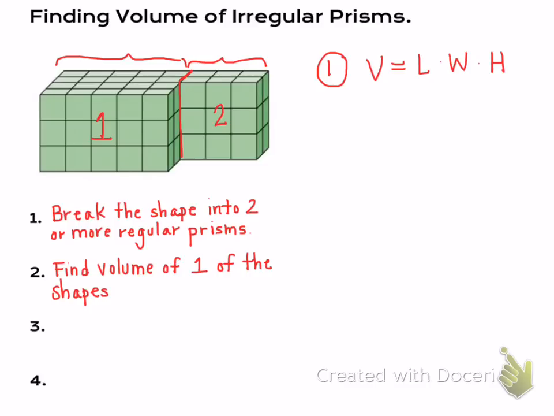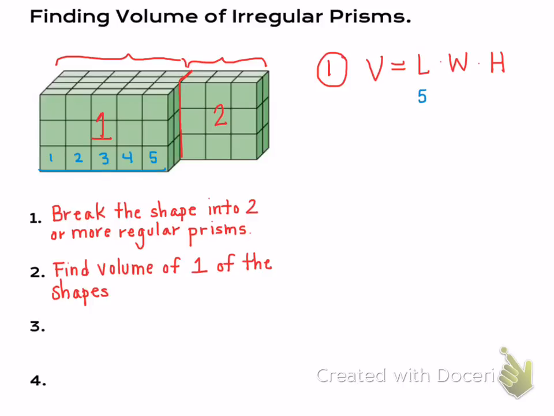Now this can get a little bit tricky. I can see the length very easily because it's in the front right here. So I can see that it is 1, 2, 3, 4, 5 across. So I know that my length is 5.